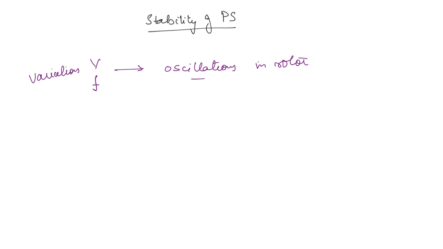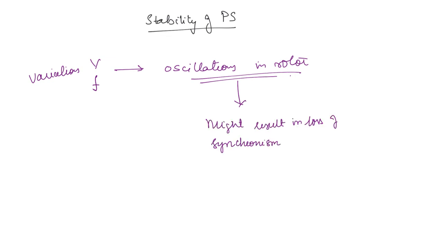Now this is not desirable. These oscillations might result in loss of synchronism. So stability studies involve the maintenance of synchronism in the power systems, which is a vast interconnection of various equipments. So first we will see the definition of stability.